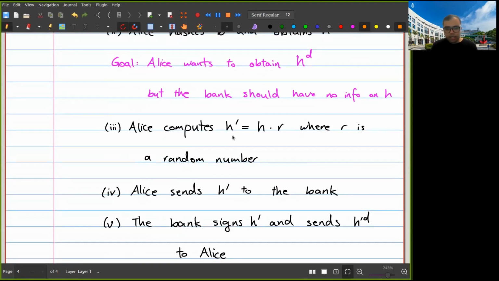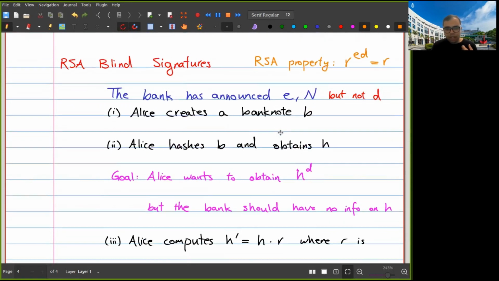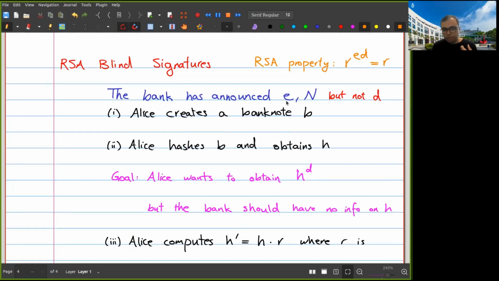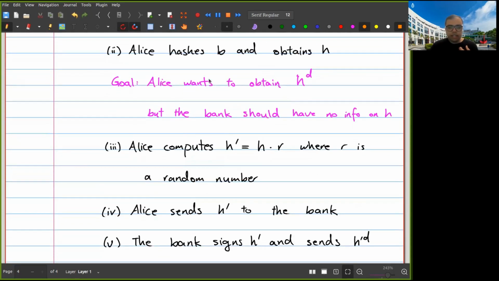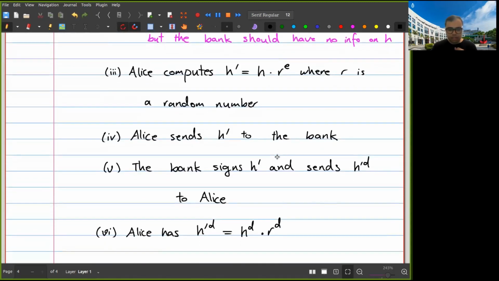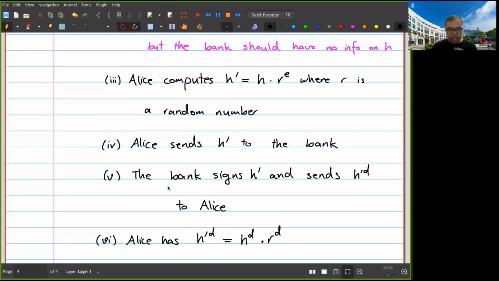So here, instead of saying that H prime is H times R, I'm Alice, so I know E. Remember, E is public. So instead of H times R, I do H times R to the power of E. Okay, because I can do that. R is just a random number that I chose, H was a hash that I knew, and E was public knowledge. So I define my H prime like this. And if I define my H prime like this, now let's see what happens when the bank signs it.